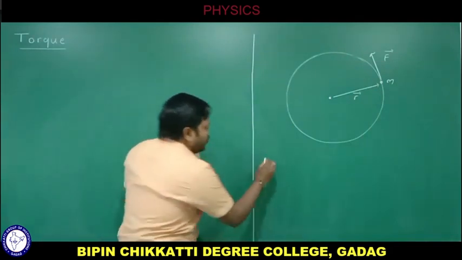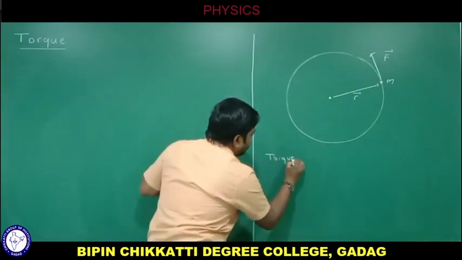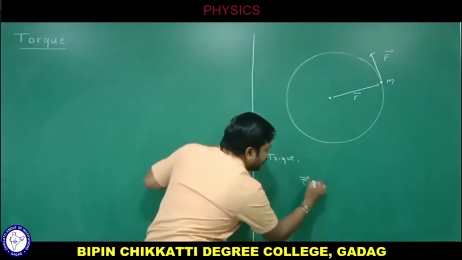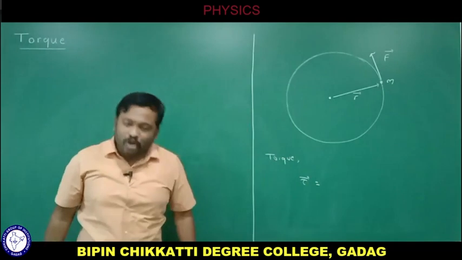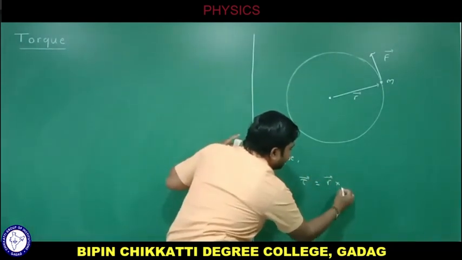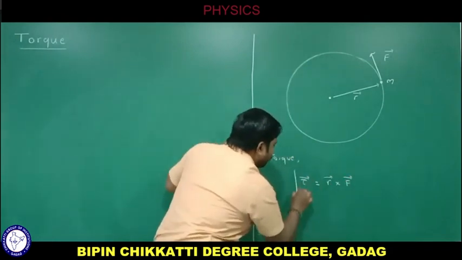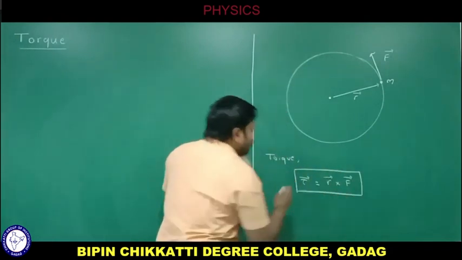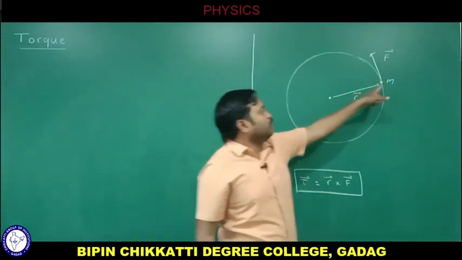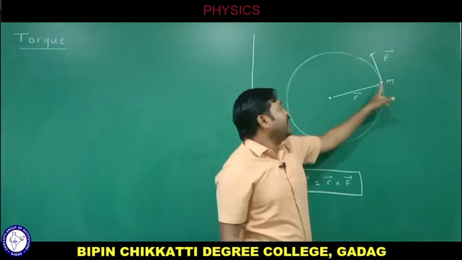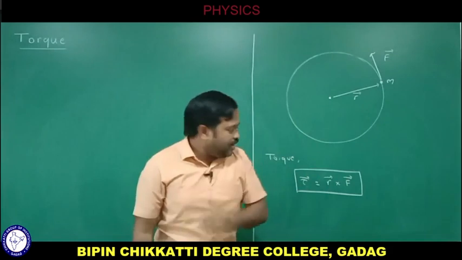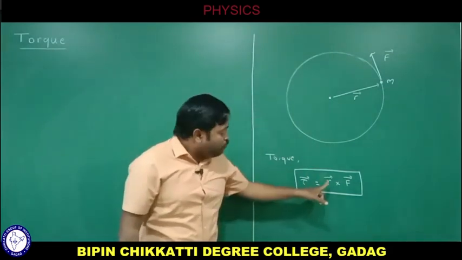Now the torque acting on it is given by, do remember, torque is denoted by tau, right? If you want to calculate torque, torque is the vector product of position vector and force. It depends upon the force acted on a particle and also it depends upon the distance from the fixed point. So let me call this torque as moment of force.